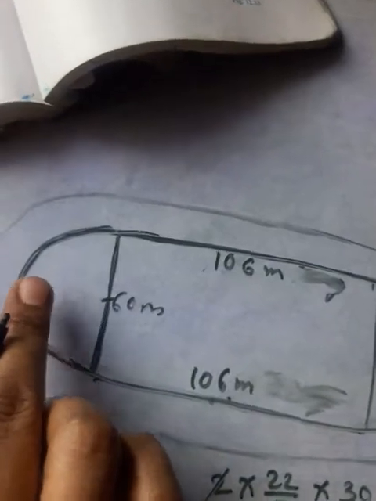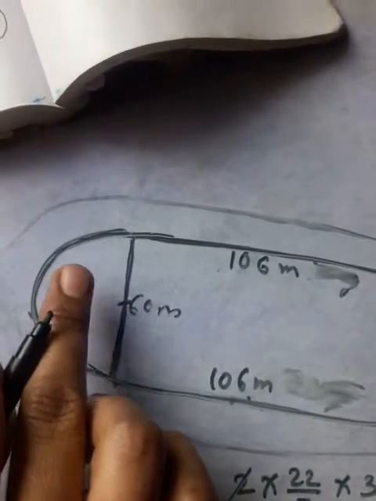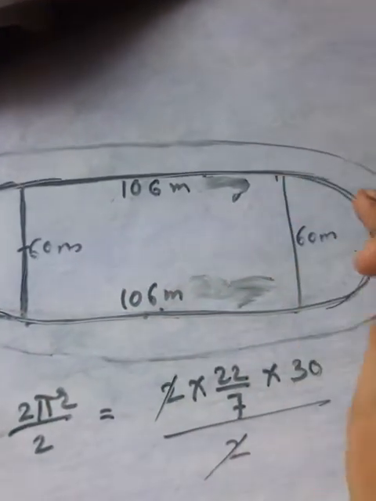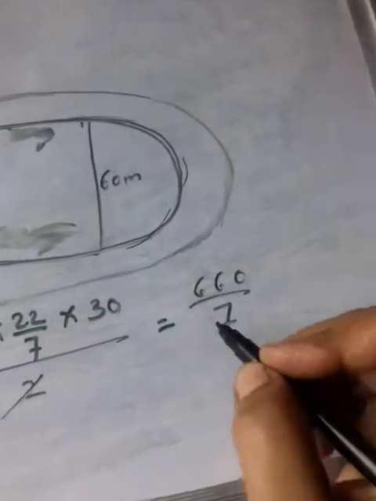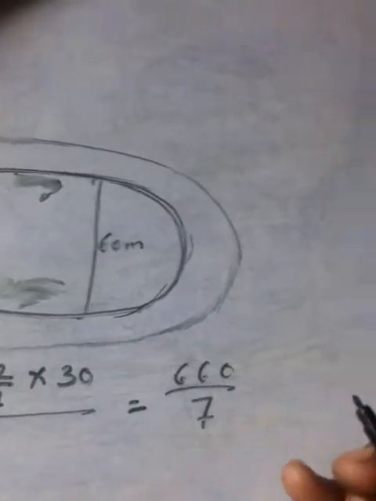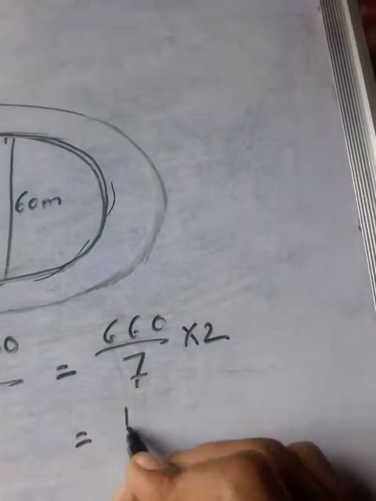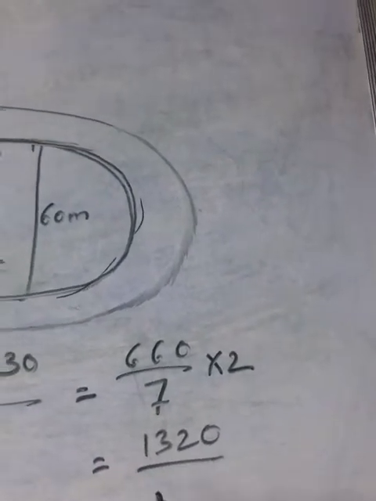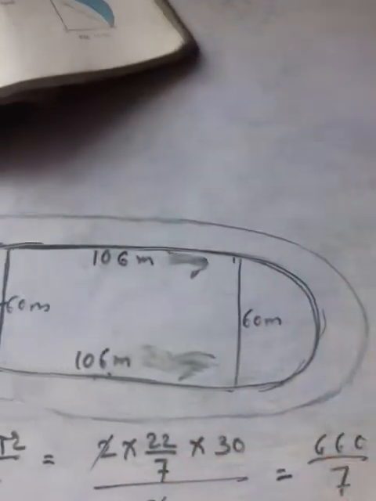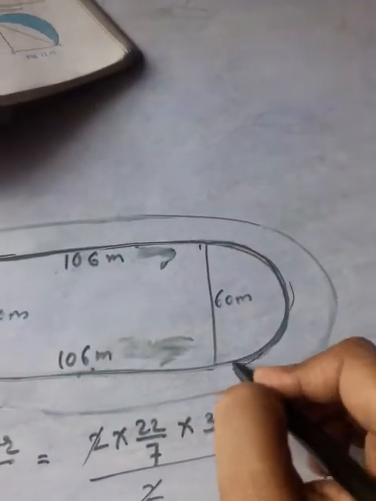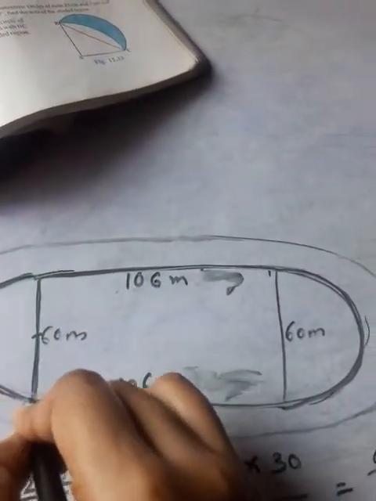Okay, so the circumference of the inner semicircular end is this. But two semicircular ends are here, so multiply by 2, and you will get the circumference of the two semicircular ends. Okay, so now we have the circumference of these two semicircular ends.